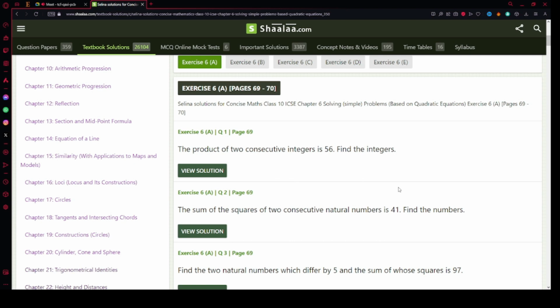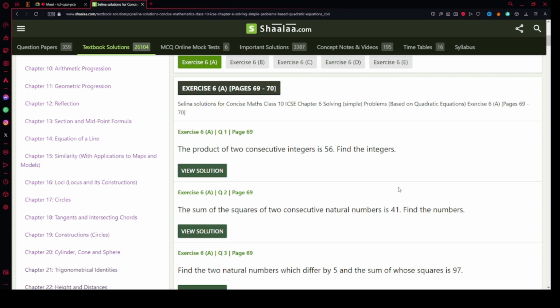So your x is either 7 or minus 8. So if x is 7, the next number is 8. If x is minus 8, the next number is minus 7.